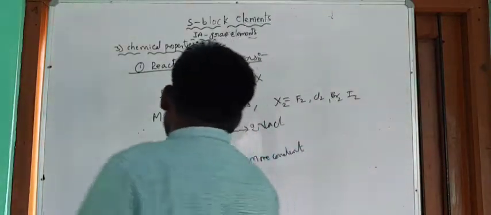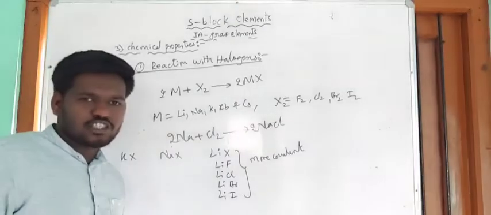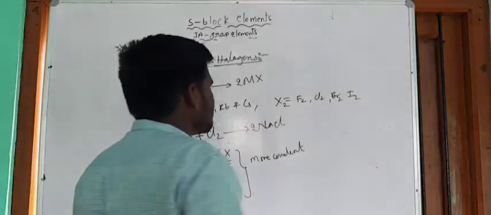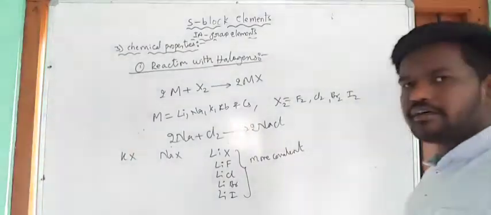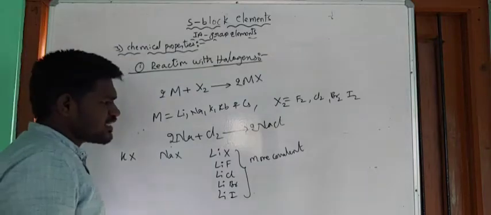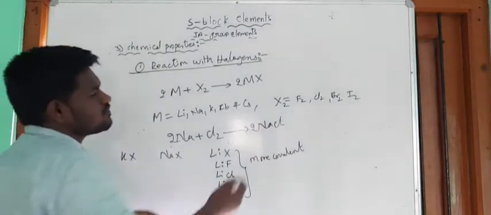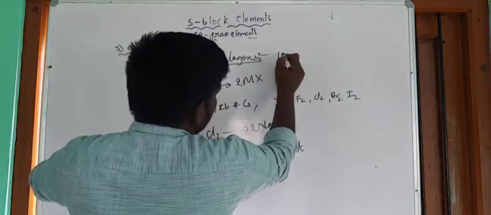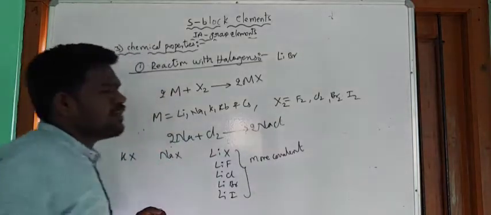Why are lithium halides more covalent than other halides of the first A group elements? The one and only reason is its small size, more positive charge density. Lithium has more polarizing power. One example I will give you: let me take LiBr, lithium bromide.